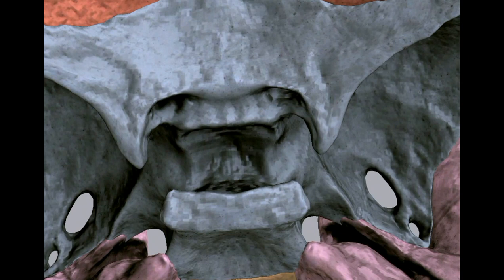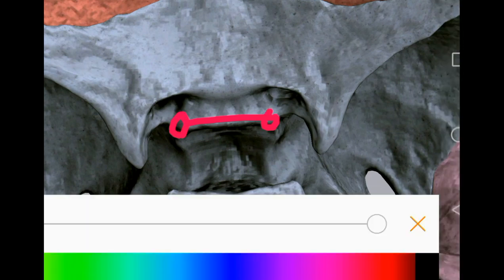And you should hold your dry skull to appreciate all these features. I am requesting you to hold a dry skull. What is that? That is tuberculum sellae. On either side it presents what? Middle clinoid process. Tuberculum sellae is the posterior limit of sulcus chiasmaticus.